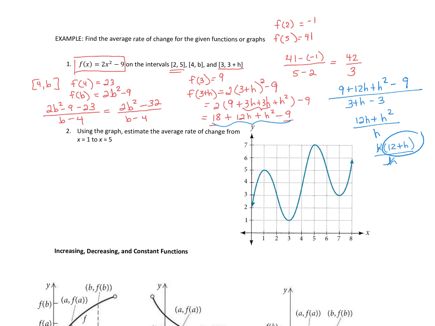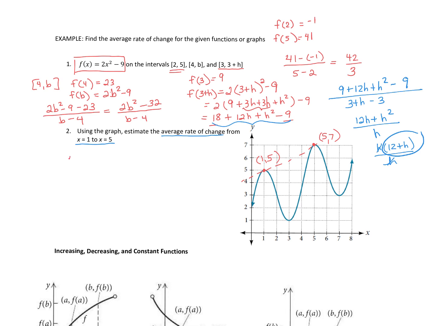So I can do that, obviously, algebraically, but I can also do that on a graph. So I want to find the average rate of change from x equals 1 to x equals 5. I'm first going to mark x equals 1, which is the ordered pair 1, 5, and x equals 5, which is the ordered pair 5, 7. And I'm going to find the slope, or the average rate of change between those two.